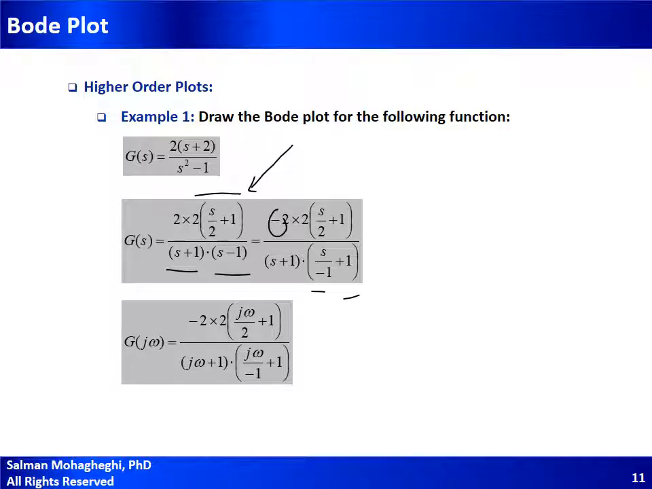The next thing I have to do is replace all the s's with j omega. If I do that, I would get -2 times 2, or -4, times (j omega divided by 2 plus 1), divided by (j omega plus 1) times (j omega divided by -1 plus 1). You can think of this last term as 1 minus j omega.